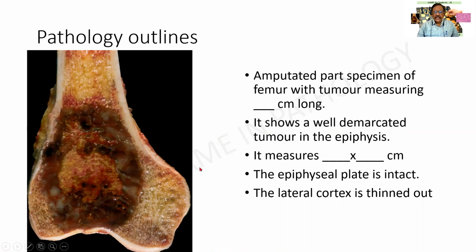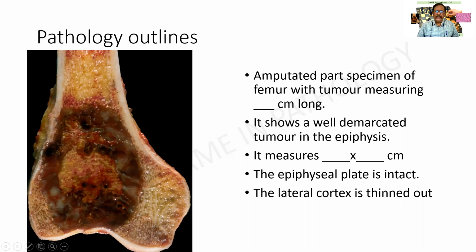This is a specimen. Such a specimen can be kept for you in the examination. It is an amputated part specimen of the femur. I am able to identify the femur by means of its shape, and it measures so many centimeters long. The cut surface shows a well circumscribed, not capsulated lesion, and that is demarcated by the epiphysis. It is showing brownish areas as well as grayish areas of bony trabeculae, and elsewhere it is somewhat reddish brown or blackish due to hemorrhage. This lesion measures so many centimeters by so many centimeters in dimensions.